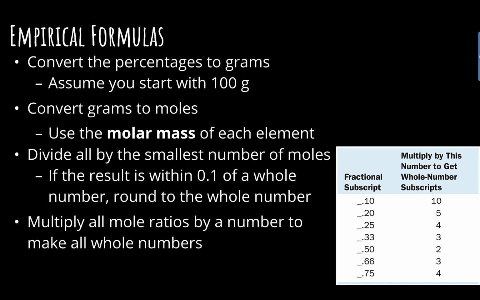So basically you're starting with grams, converting grams to moles, dividing by the smallest. At that point, if you have a whole number, you're done, and those are your subscripts. If you don't have whole numbers, you then have to multiply by some number to get everything into whole numbers, and then those are your subscripts.